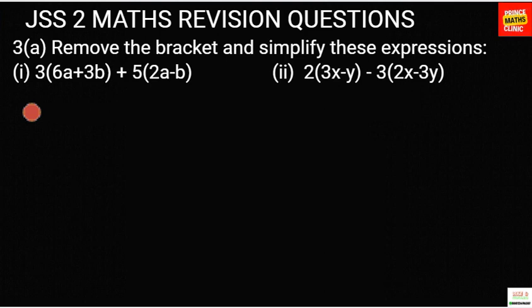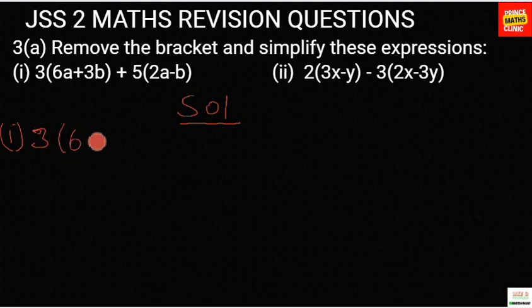We are to remove the bracket from this expression. So what do we do in this? Watch out. In the first question, we were given that 3, open bracket, 6a plus 3b, then plus 5 into 2a minus b.